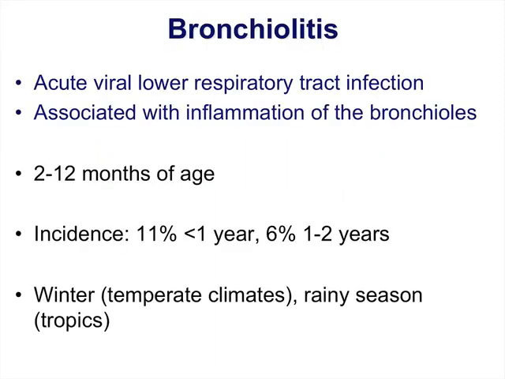To start with, we're going to talk about bronchiolitis. Bronchiolitis is an acute viral lower respiratory tract infection associated with inflammation of the bronchioles. It mostly occurs in the age group of 2 to 12 months of age, with an annual incidence of 11% in the under 1-year-olds and 6% in the 1 to 2 years of age. The peak incidence is 2 to 8 months, with 75% of cases occurring in less than 1 year. It occurs in winter in temperate climes and in the rainy season in the tropics.